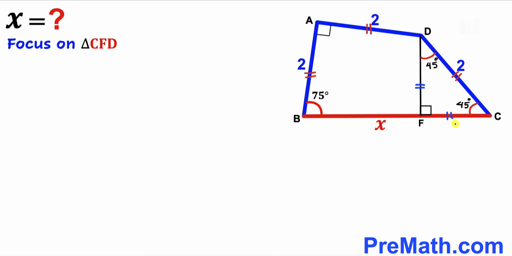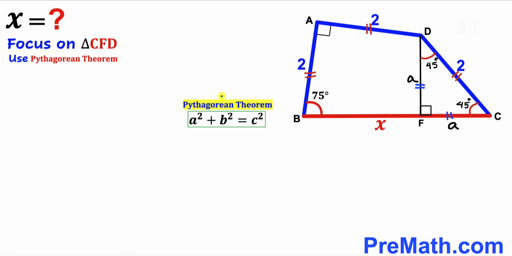If I label this side lowercase a, then this side is going to be lowercase a as well. And now we are going to apply the Pythagorean theorem on this triangle to find the value of a. Here's our Pythagorean theorem: a squared plus b squared equals c squared. In our case, our hypotenuse is 2, whereas our two other legs are lowercase a and lowercase a as well. Let's go ahead and fill in the blanks in this Pythagorean formula.